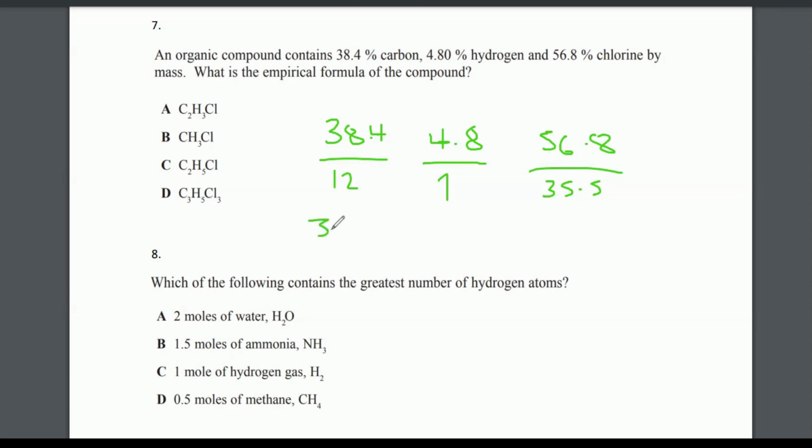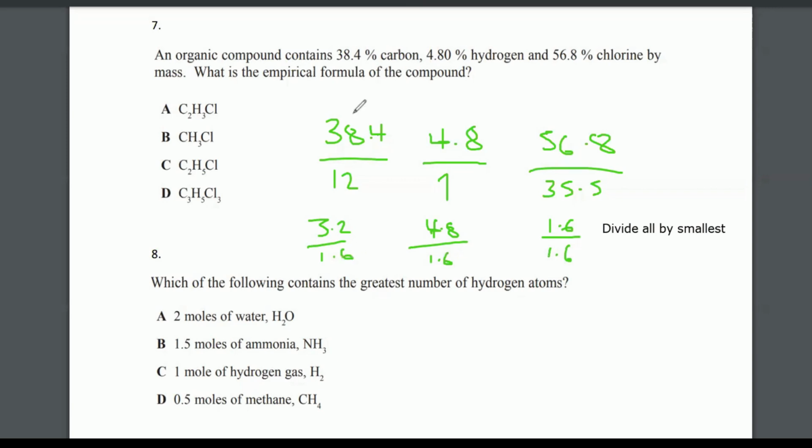So we're going to work out that's going to be 3.2 moles of carbon, 4.8 moles of hydrogen, and we're going to end up with 1.6 moles of chlorine. So let's make sure we identify them. And then we want to divide all by the smallest. So you want to simplify this into a ratio.